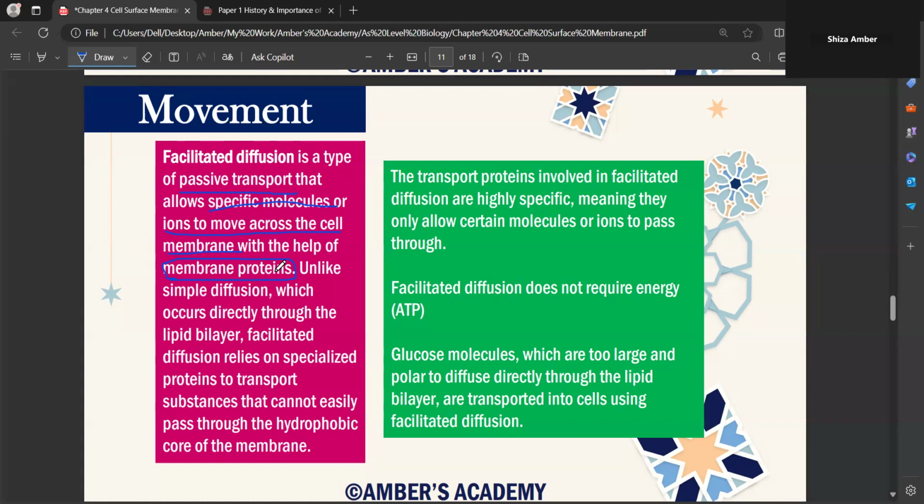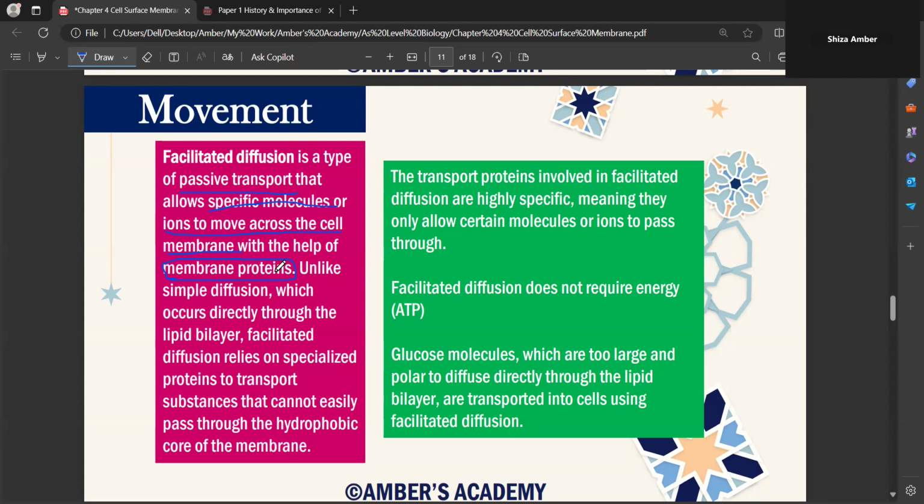Basically, in facilitated diffusion only specific molecules can move across the cell, and they require channel protein for sure, because in simple diffusion we do not need channel proteins or carrier proteins, and it usually allows all the small molecules to pass across the cell membrane. But facilitated diffusion also allows polar molecules. It also allows slightly larger molecules to pass through the channel protein, and this is why the name is facilitated diffusion.